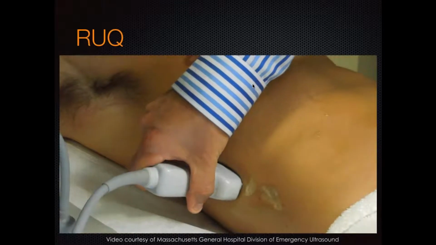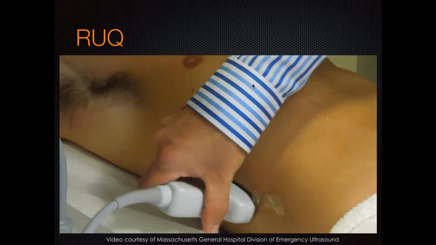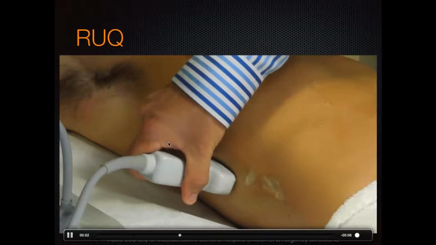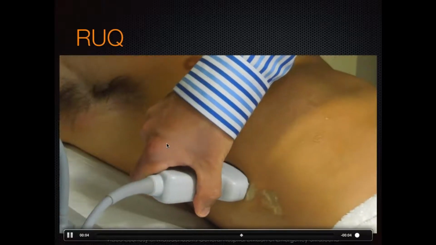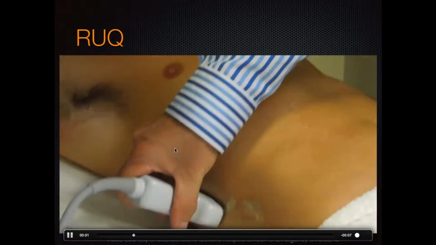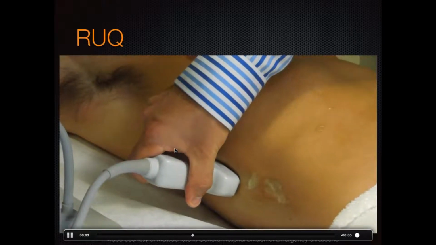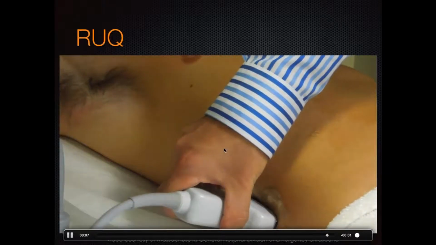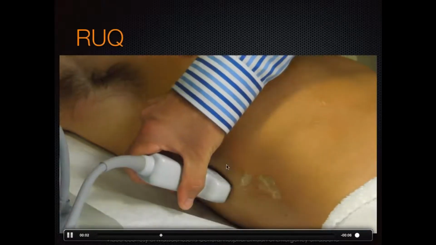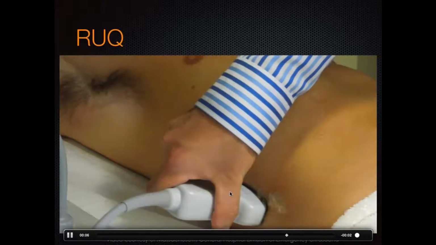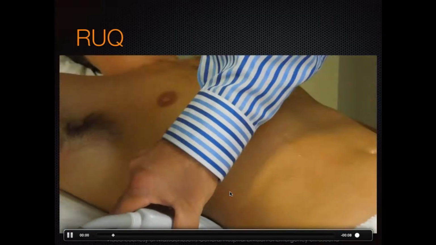You place the transducer with the marker towards the patient's head. You can't see it, but the transducer marker is going to be over here pointing towards the patient's head. And you evaluate the right upper quadrant, you put it in a coronal plane, and generally speaking, anterior to the mid-axillary line. And what you really want to do is fan up and down very slowly, looking through the whole region of interest.